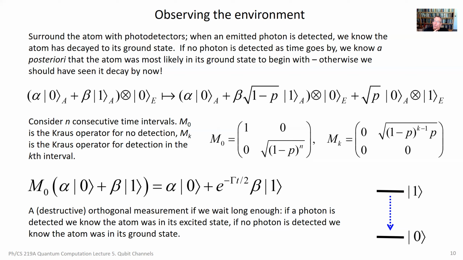But there are two possibilities. Either a photon was detected, and that can only be true if the atom was in the state 1, or no photon was ever detected, and that can only be true when gamma t is large compared to 1, if the atom was in the state 0. So in effect, I'm, with probability absolute value of alpha squared, getting the outcome no photon, and with probability absolute value of beta squared, getting the outcome a photon was emitted. And it's the same thing as an orthogonal projection onto the basis states of the atom, the ground state and the excited state.